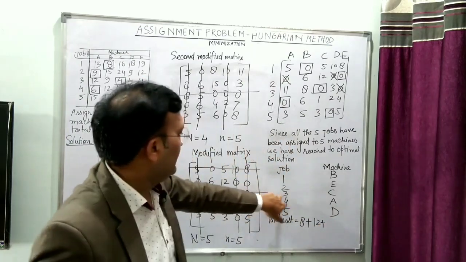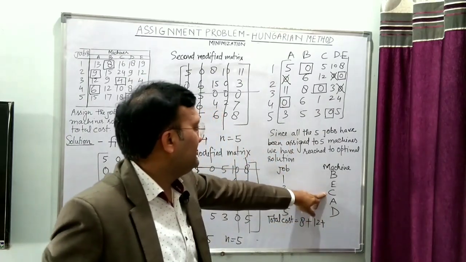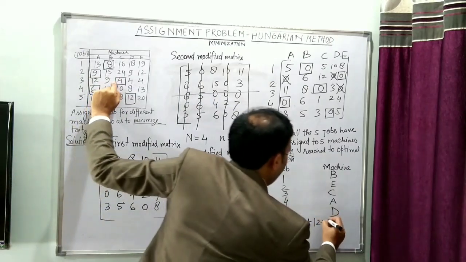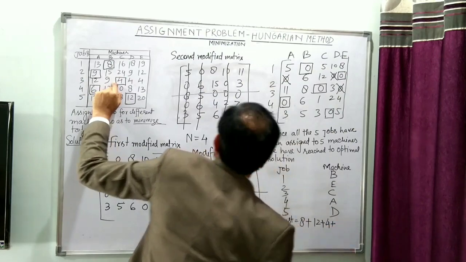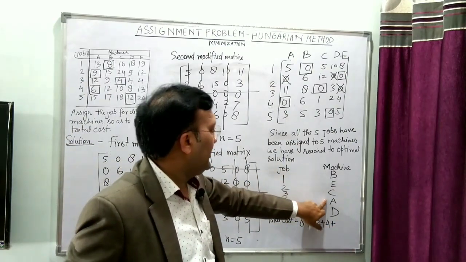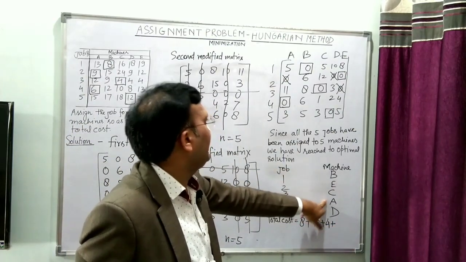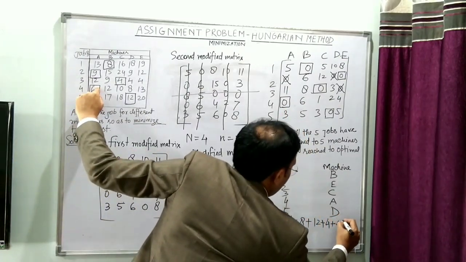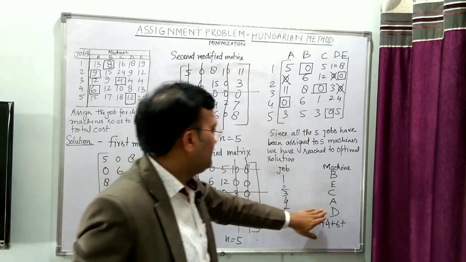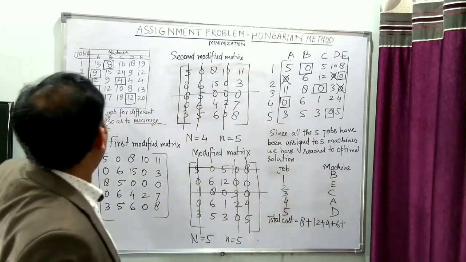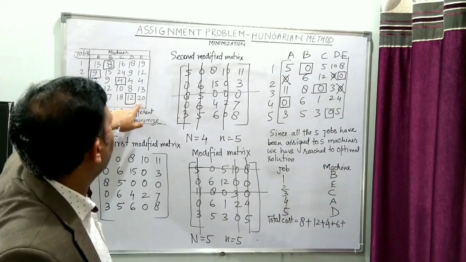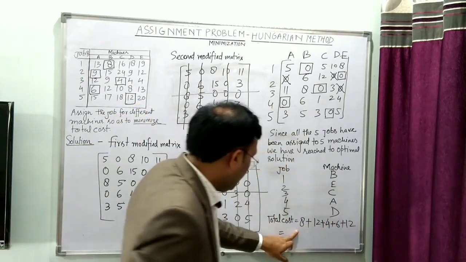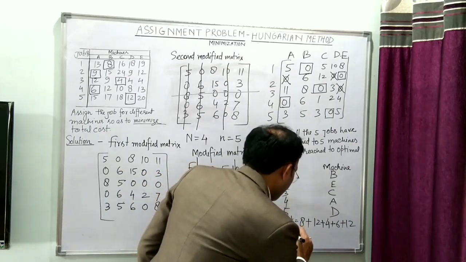The third job has to be performed by machine C. So for the third job, what is the cost? It is 4. Plus the fourth job has to be performed by machine A. So what is the cost? It is 6. Plus the fifth job has to be performed by machine D. So what is the cost? At D, the cost is 12. So the total comes to 42.